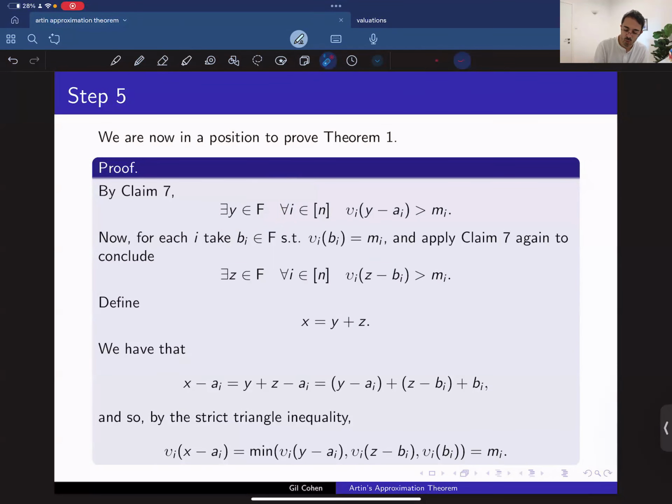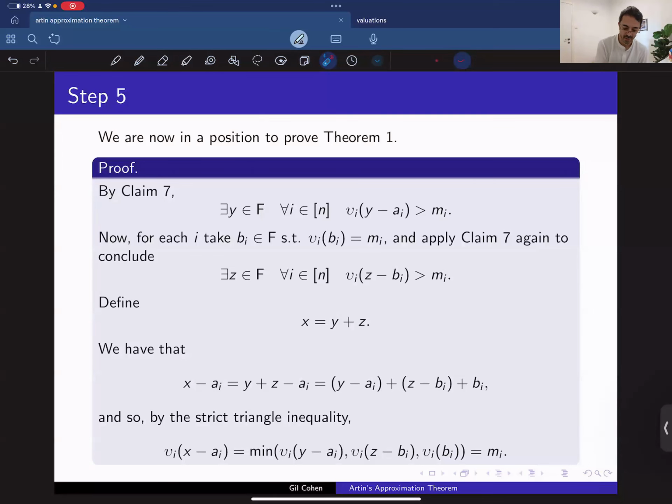Let's keep x for the end. There is a y such that for the ith valuation, it has this property that vi of y minus the given ai is strictly larger than mi. Okay, but now let's fix it. For every i in n, let's take bi, a function whose valuation, according to the ith valuation, is exactly mi, and here we use the fact that the range is Z. And we are going to now apply, kind of ingeniously, claim 7 again, but now not for the ais, but rather for the bis.